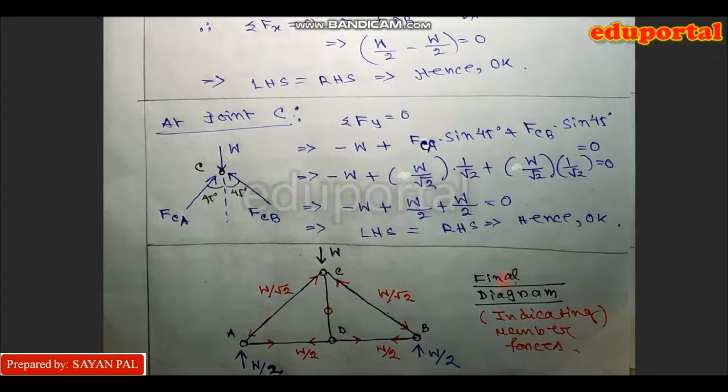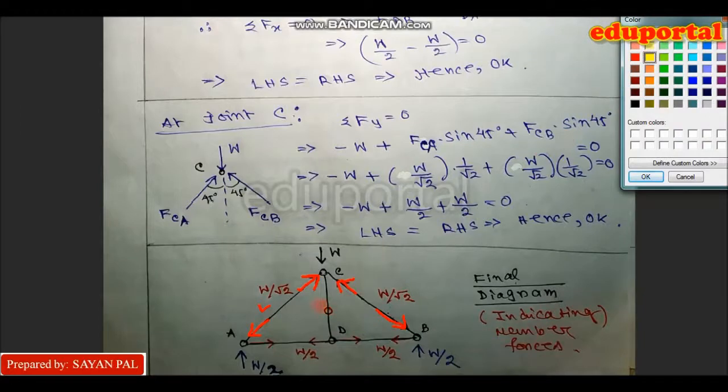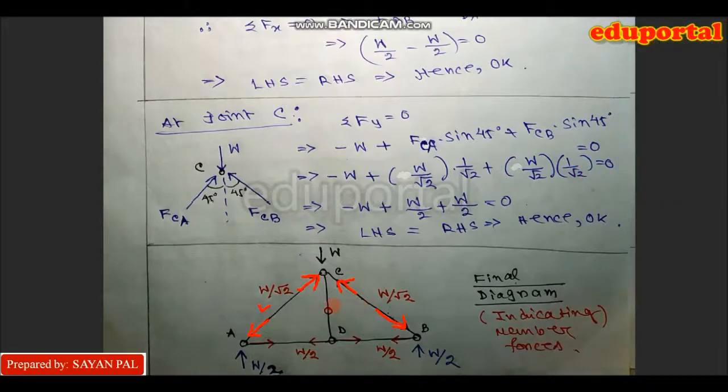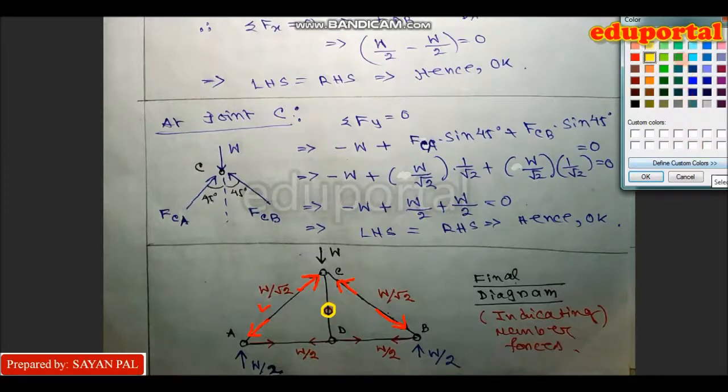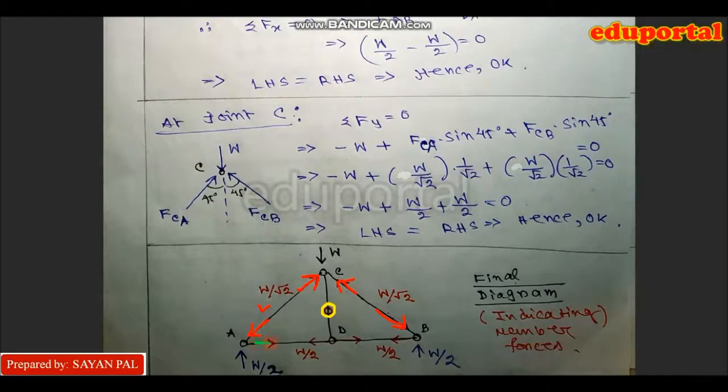Okay, so this is the final drawing that you have to draw. So F_AC, this is C, this is F_AC, this is compressive force W by root 2, you have to put like this. Okay, F_BC, this is also compressive force W by root 2. And we know that DC is a zero force member, so put it, it is 0, it is a zero force member. And AD and BD are tensile forces, so this is tensile force, this is tensile force.